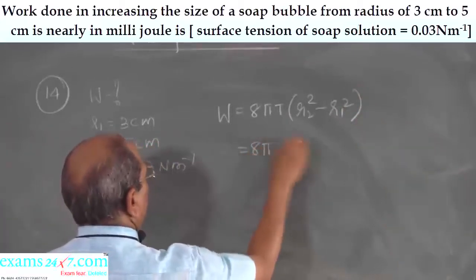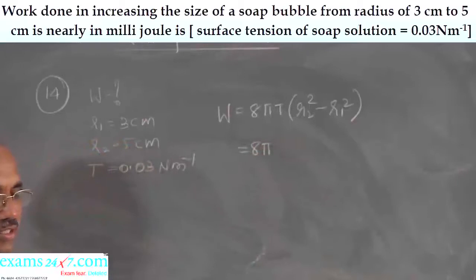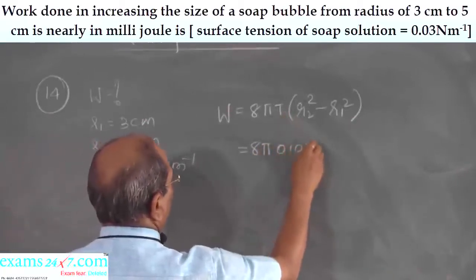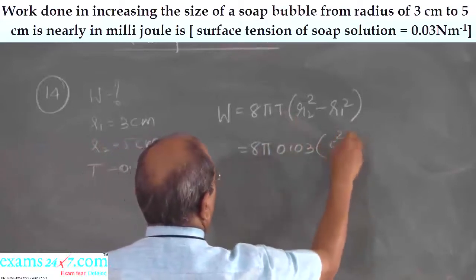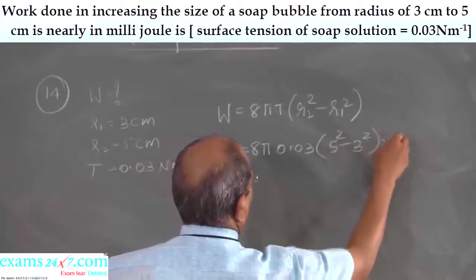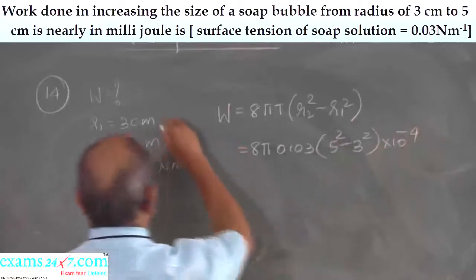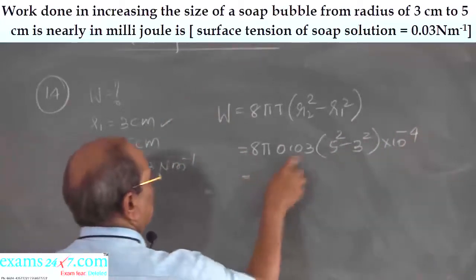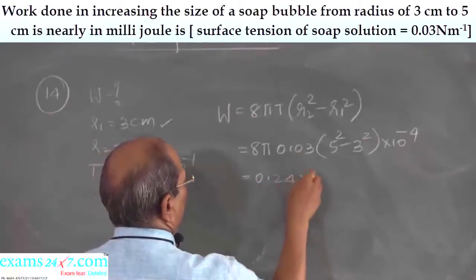If you observe the answers, pi is kept as it is. Surface tension is 0.03. 5 square minus 3 square into 10 power minus 4, converting into meter squares. This becomes 0.24 into pi.